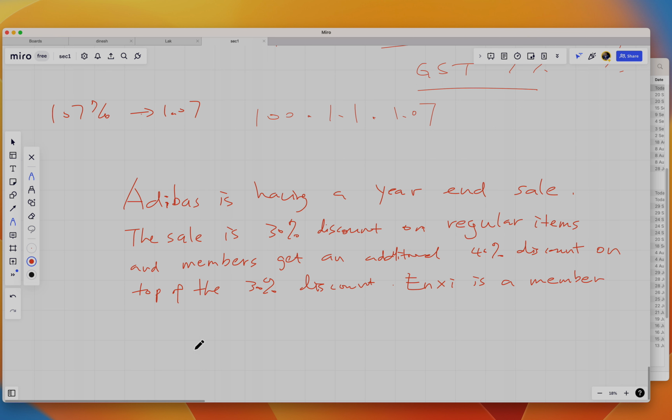Then you just correct it to 2 decimal places. Why 2 decimal places? Because it's dollars and cents.